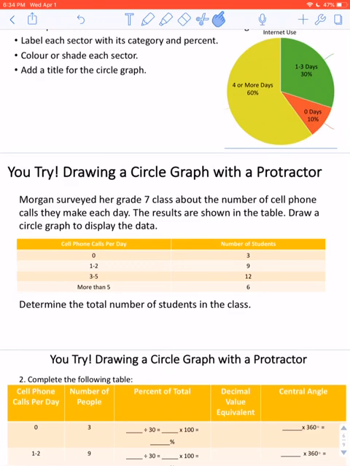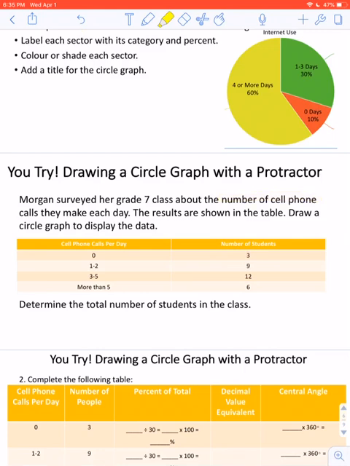Okay, so Morgan surveyed her grade 7 class about the number of phone calls they make each day. The results are shown in the table. Draw a circle graph to display the data. So we can see 3 students make 0 phone calls, 9 students make 1 to 2, 12, 3 to 5, 6 more than 5. This is the information they are giving us, and that is going to help us get the information that we need.